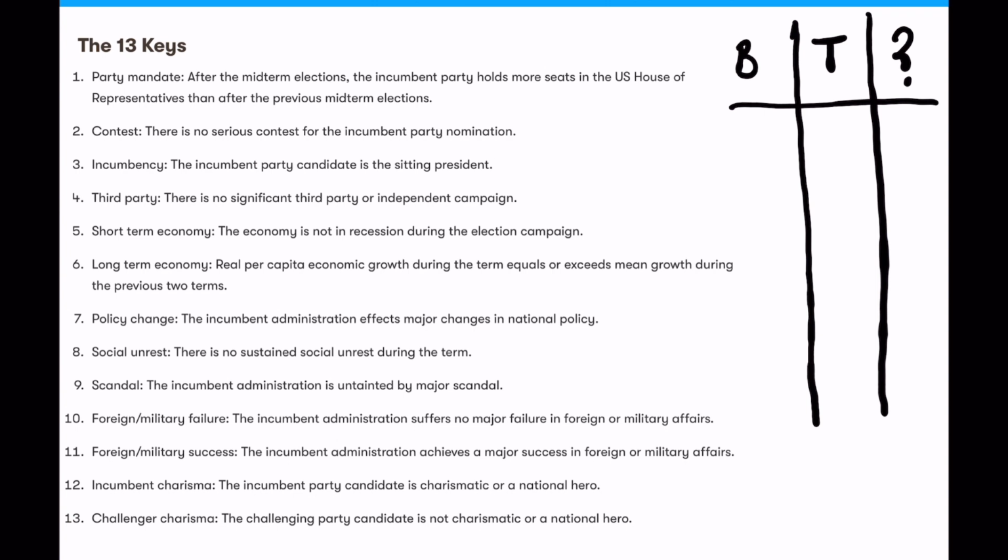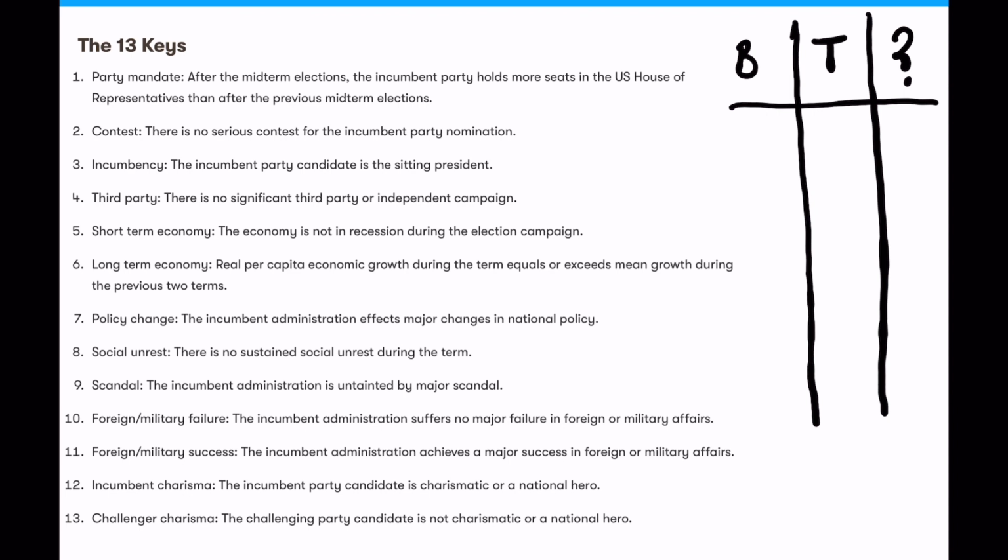So we can dive right into it, and you can look on the screen here and see that I have a B that represents Biden, a T for Trump, and then a question mark. Now, the reason why I have that there is there are certain keys that it's kind of too early to tell, really, but we can kind of discuss that.